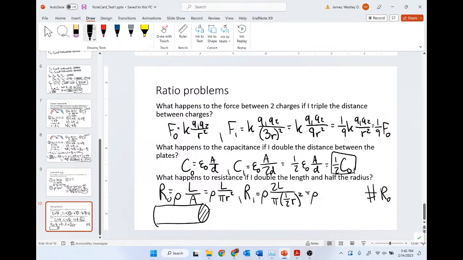So just to do one more step, pi times 1/4 times r squared. So hopefully you got 1/2 squared is 1/4. I'm going to slowly do each step because I want you all to see if you can do this. Pull the 2 to the front. That 1/4 is in the bottom, so it needs to stay in the bottom. 1 over 1/4 times rho L over pi r squared. So there's our R naught at this point.